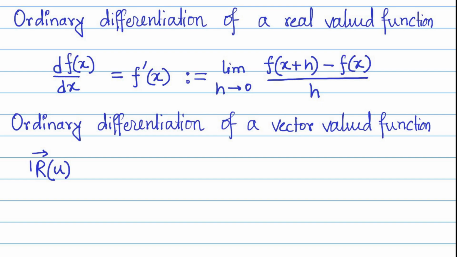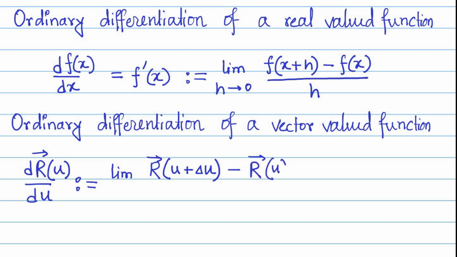So we simply use the same notation. You put d du, another derivative operator, and you define it as follows. You take a limit, and just like before, you find out the difference between two values of the same vector but at different positions. So basically you take r of u plus delta u, where delta u is a small change in the value of u, minus r of u, and you divide it just like before by this change delta u, and you take the limit delta u tends to 0.